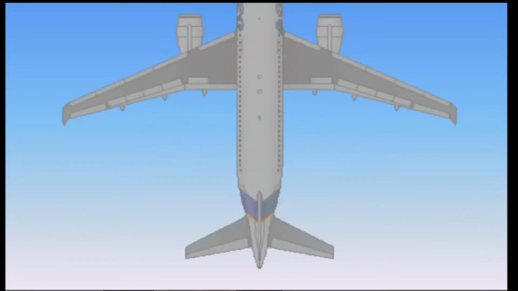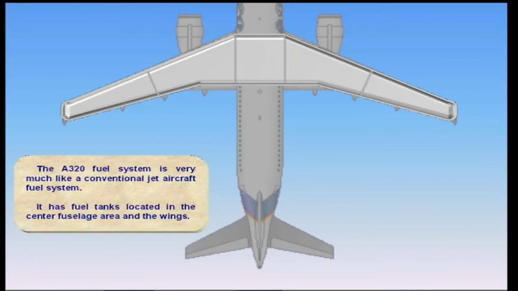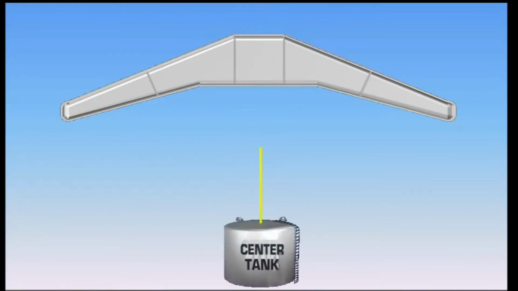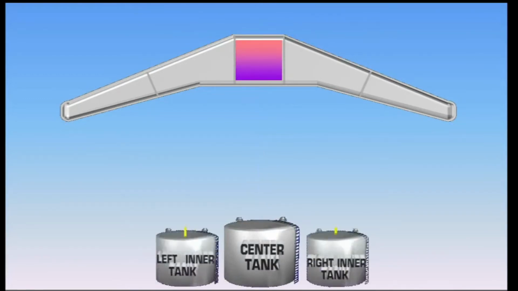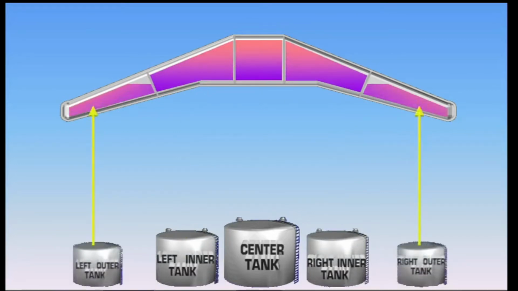The A320 fuel system is very much like a conventional jet aircraft fuel system. It has fuel tanks located in the center fuselage area and the wings. The center tank is located in the fuselage. The inner tanks are located in the wings. And the outer tanks are located in the wings.